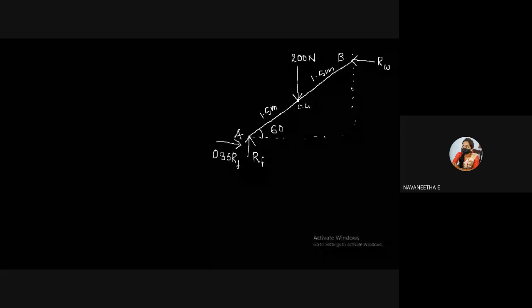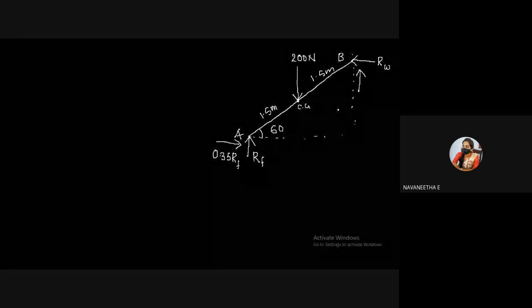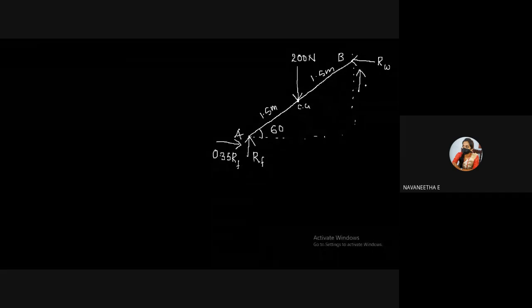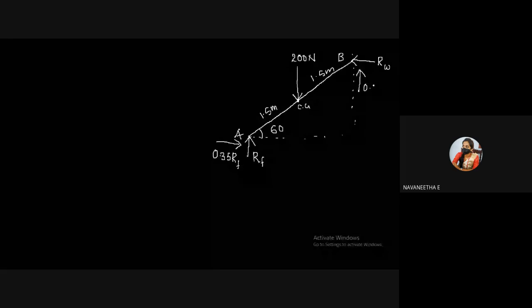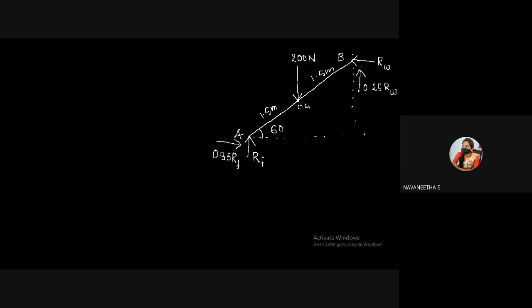So here I am drawing the frictional force developed at the point B, which should be in the upward direction, that is mu into RW, mu into the normal reaction at the surface. The coefficient of friction between the vertical wall and the ladder is given as 0.25, so 0.25 into RW. This is the free body diagram of the entire system.